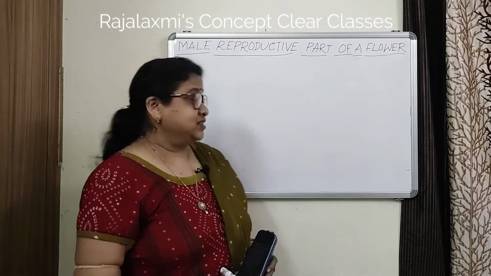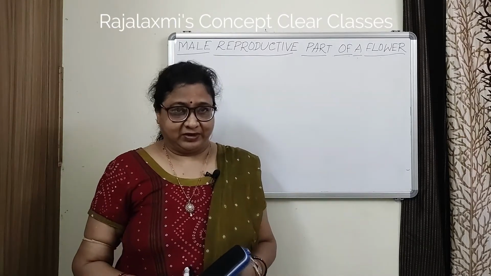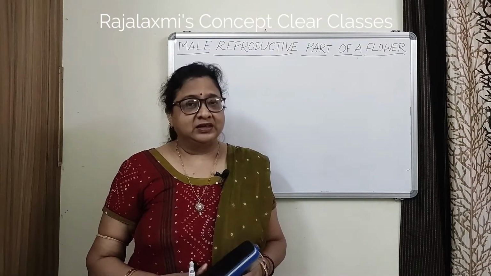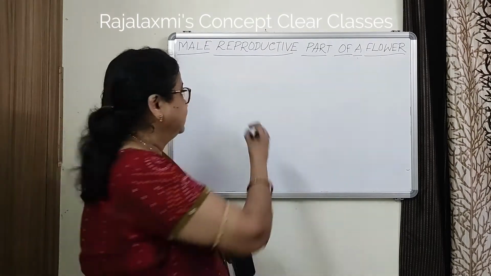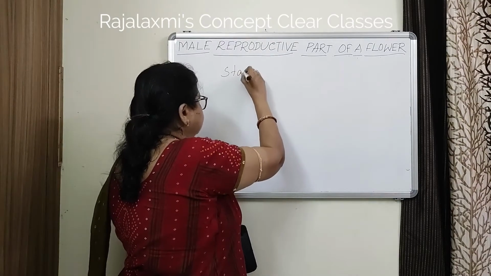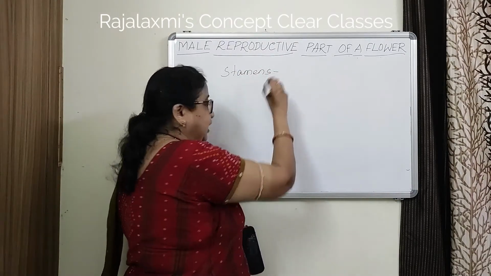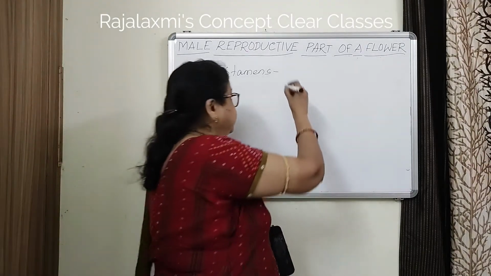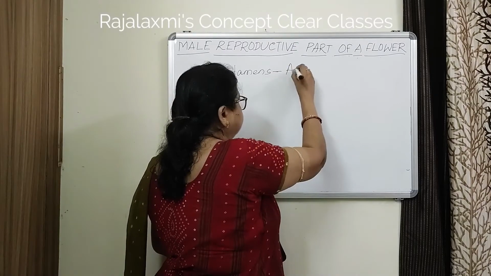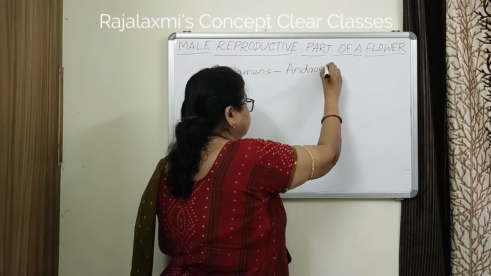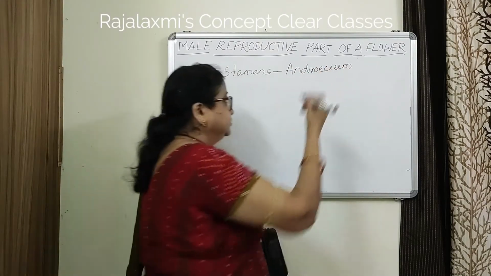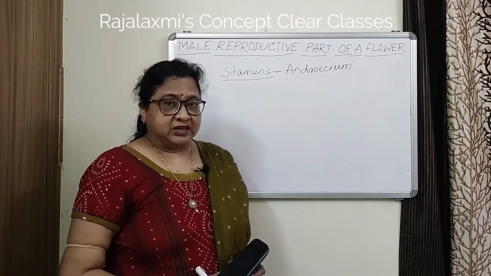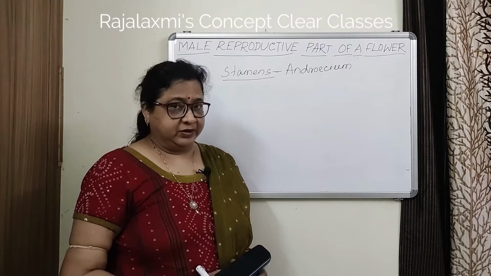So today's topic is male reproductive part of a flower. We know the male reproductive part of the flower are known as stamens. And a whole of stamen is known as androecium. So these stamens are the male reproductive part of a flower.